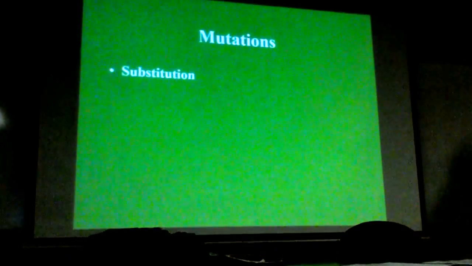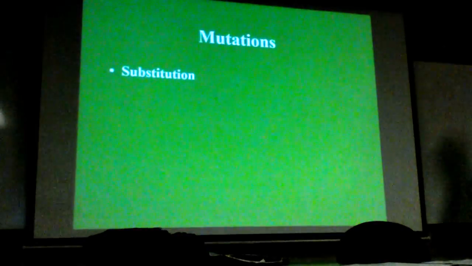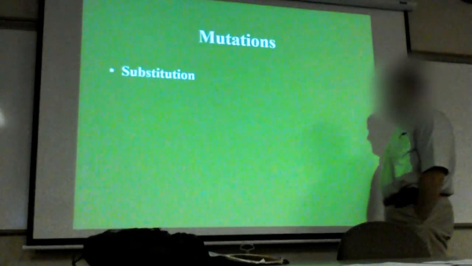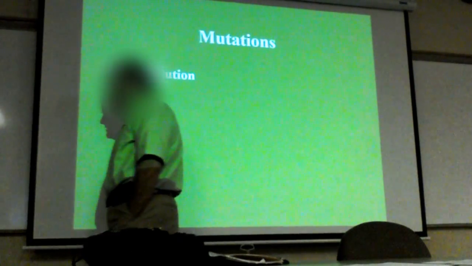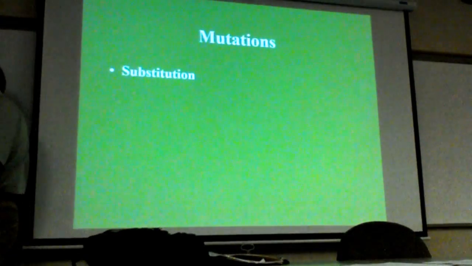In a substitution mutation, it's exactly what it sounds like. One base is substituted for another. Now, if you look at your codon chart, you should be able to figure out why sometimes you can have a substitution mutation and it have no effect at all. It's a mutation, it's a genetic mistake, but it has no effect at all.